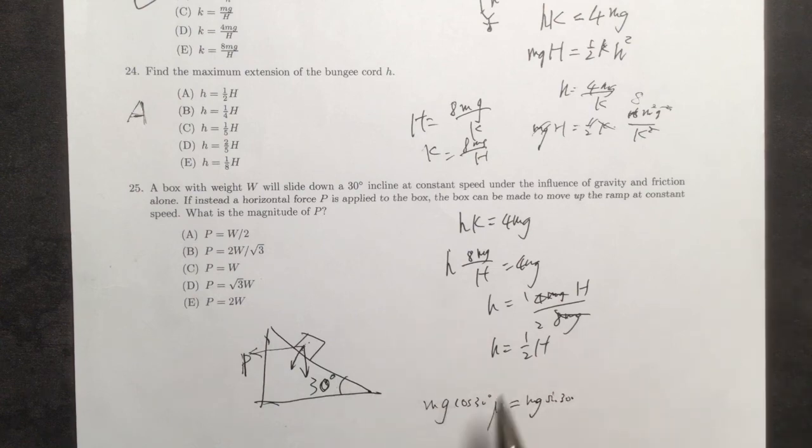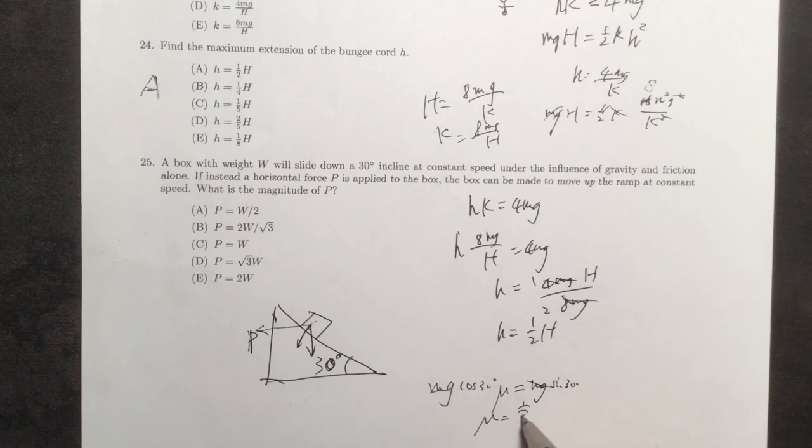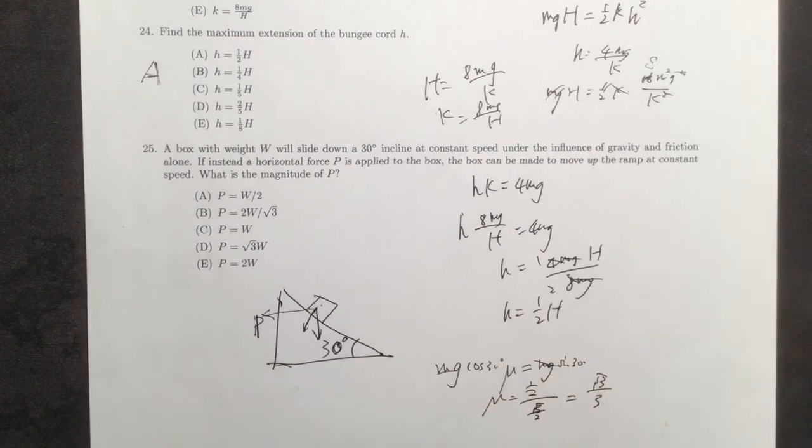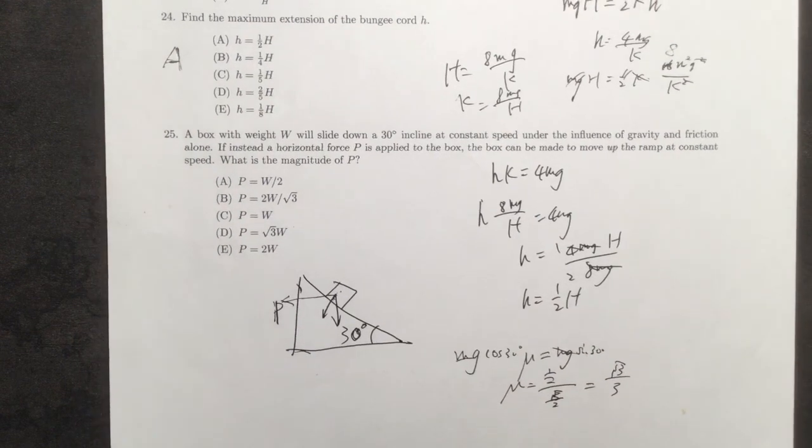The component of gravity down the slope has to be equal to the friction force in the opposite direction, which is equal to the normal force times mu. So mg cancels out. Mu is equal to sine 30, which is 1/2, divided by cosine 30, square root of 3 over 2, which is root 3 over 3. That's the coefficient of friction that we saw.